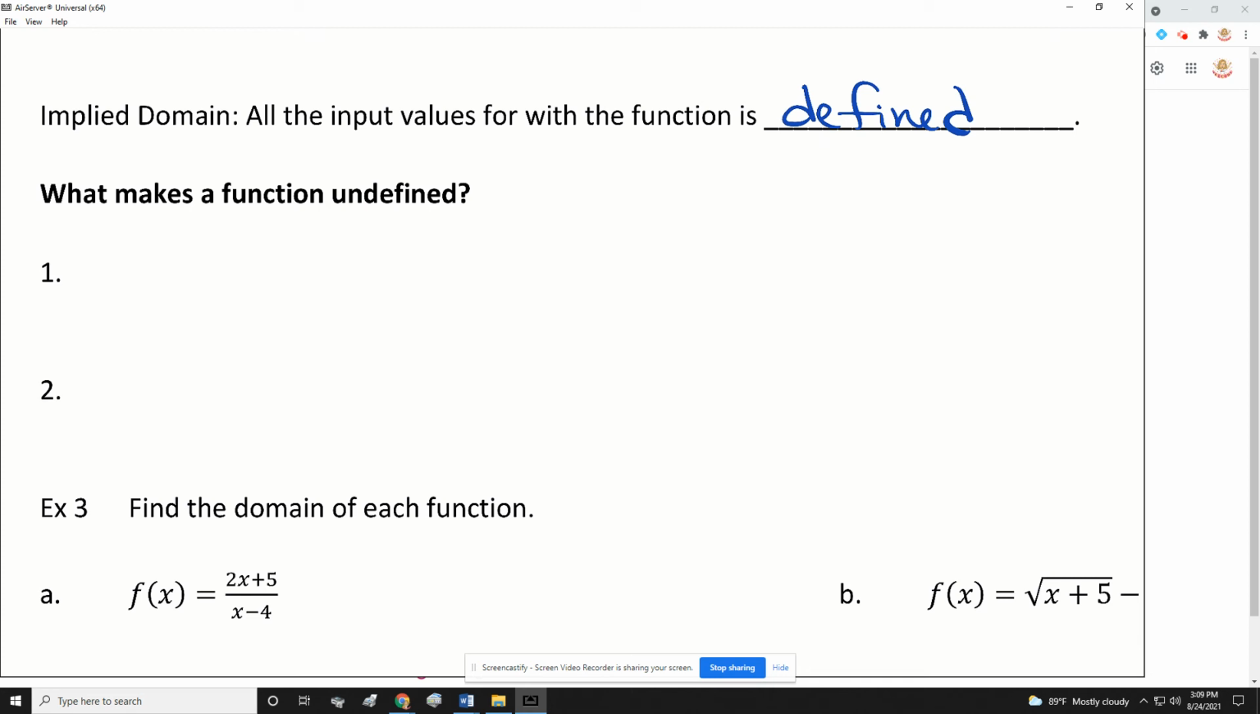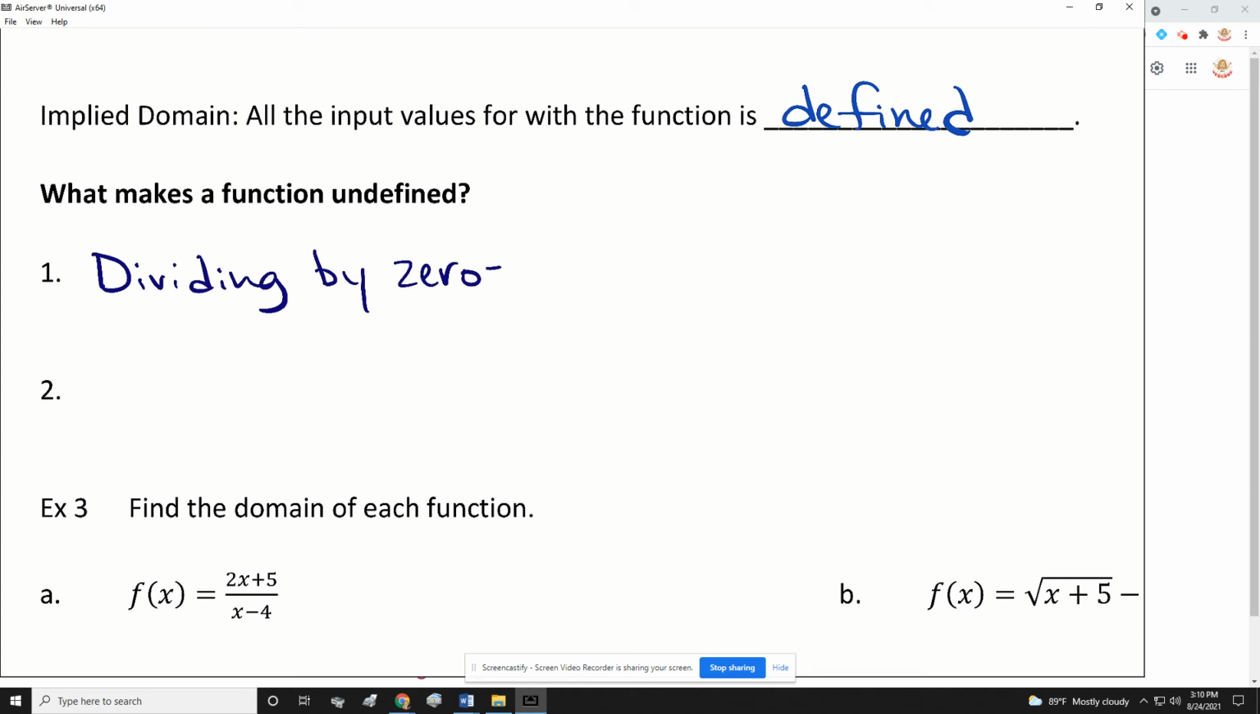So we have to start thinking about what makes a function undefined. There are two things that make a function undefined, two things we can't do with functions, and it is dividing by 0, because it doesn't make sense to divide something up into 0 equal parts. It just doesn't make sense.